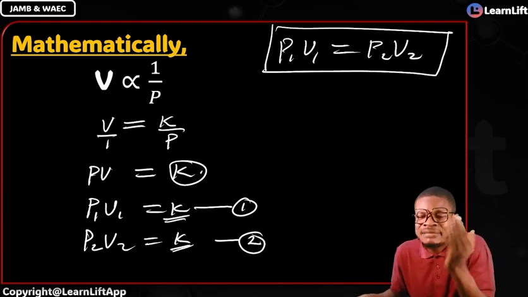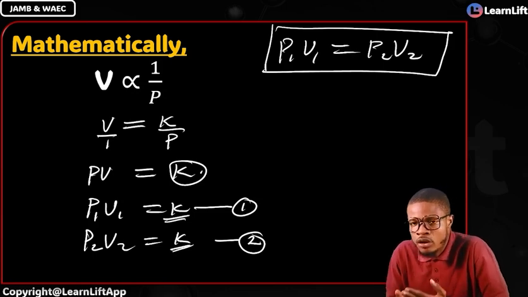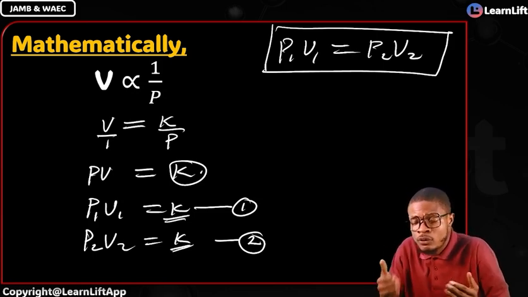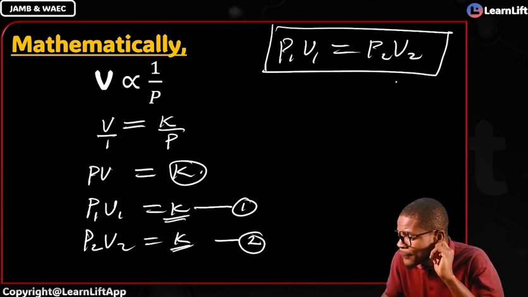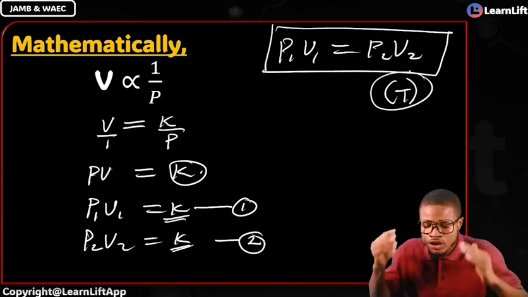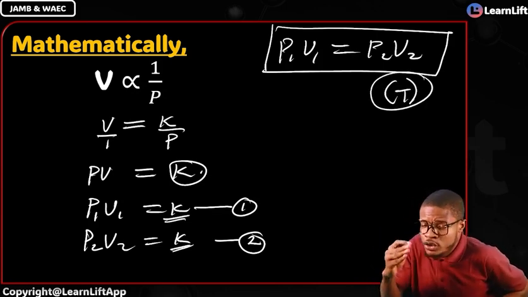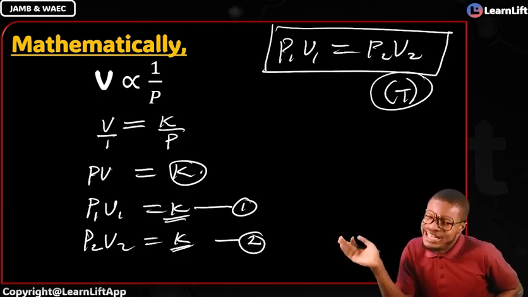So what is the mathematical representation of Boyle's law? P1V1 is equal to P2V2, provided temperature is kept constant. P1V1 is equal to P2V2. Will you forget it? Never. Well, let's go together.